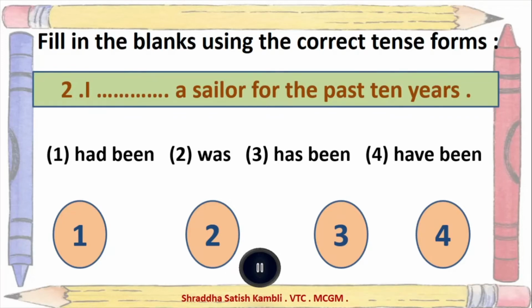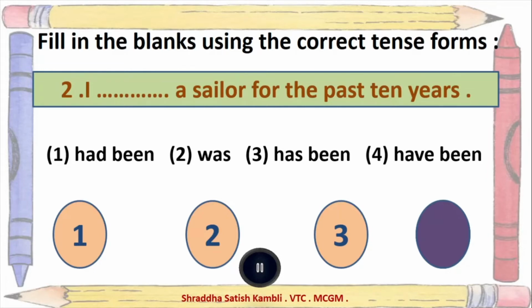And the answer is option number 4. I have been a sailor for the past 10 years. Because they've said past 10 years, you've selected "have been," which means I'm still a sailor. If there was no 10 years written here, no time frame, then you can select "had been." I had been a sailor.